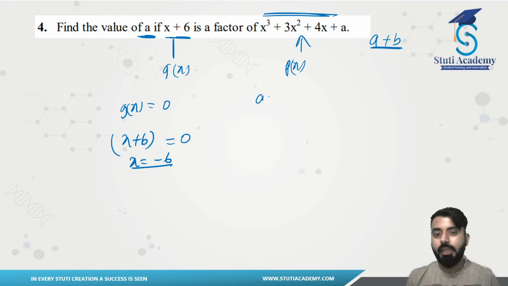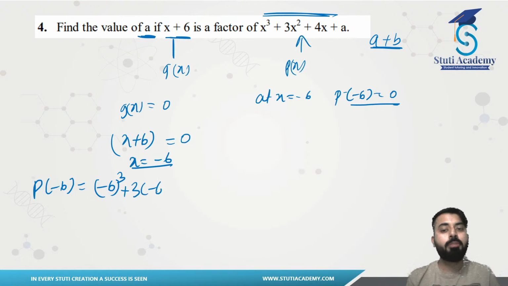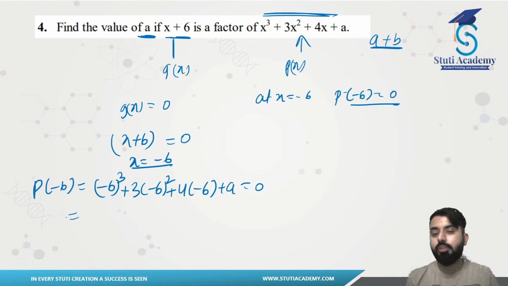Now I know at x equals to minus 6, p of minus 6 is 0. So if I put it here, I will be having p of minus 6, that will be cube of minus 6 plus 3 into minus 6 square plus 4 into minus 6 plus a, equals 0, right? The cube of minus 6 will be what? You guys should be remembering the cubes of 6. That will be negative 216.